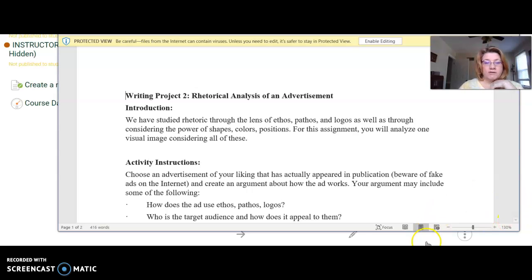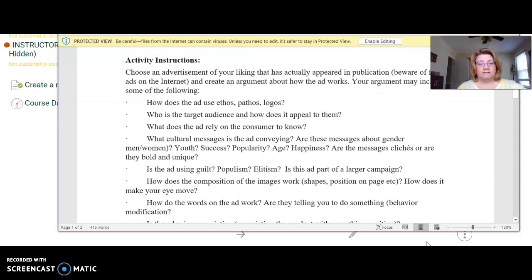It tells you in the intro there that we've already studied how you can analyze a visual image for ethos, pathos, or logos. And one of the things we did in class, I spent a good deal of class on, was how to also analyze the composition of the design of the page, the power of shapes, as it says there, colors, positions on the page. So I'll direct you to some places where you can catch up on what everybody else saw in class related to that. Some other ideas are here in the activity instructions and the questions.